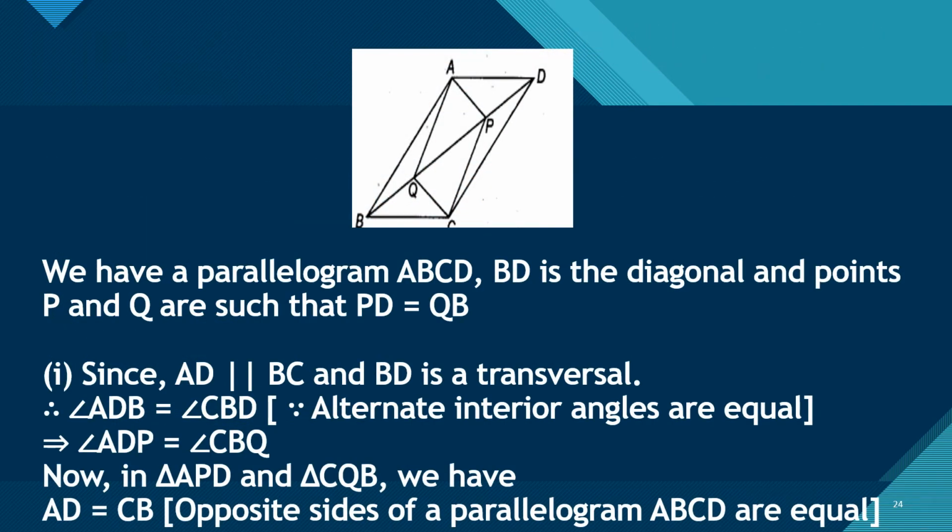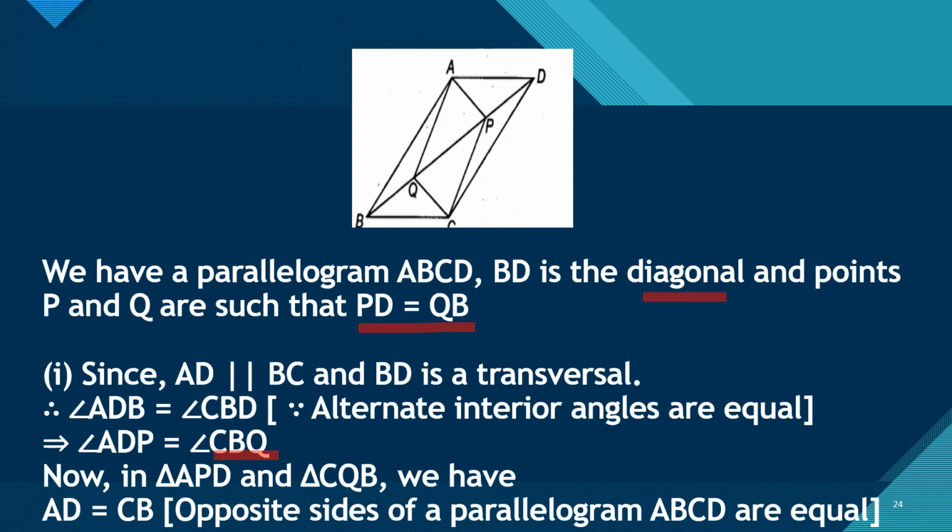And this is the figure. The given part is we have a parallelogram ABCD, BD is the diagonal, and points P and Q are such that PD is equal to QB. Since AD is parallel to BC and BD is a transversal, therefore angle ADB is equal to angle CBD. They are alternate interior angles, so they are equal. So angle ADP is equal to angle CBQ.